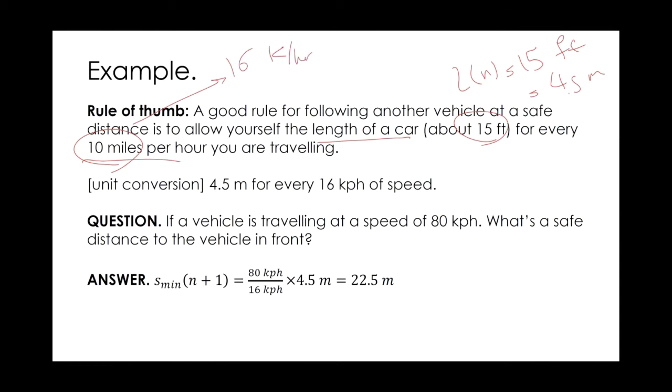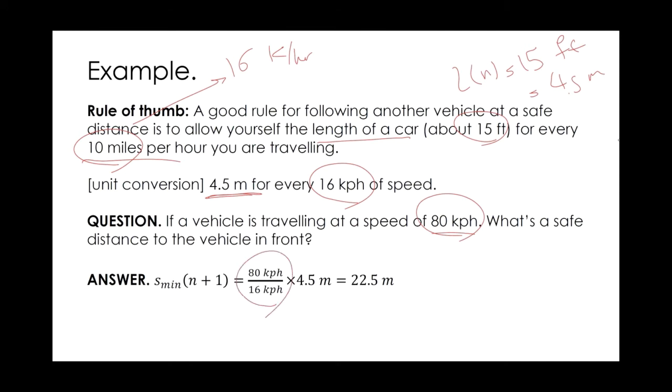Okay, so Pipe's model says for every 16 kilometer per hour of speed, you need to keep a distance of 4.5 meter. So now let's have a look at a simple question. If a vehicle is traveling at a speed of 80 kilometer per hour, what is a safe distance to the vehicle in front? So in this case, the speed is 80 kilometer per hour.